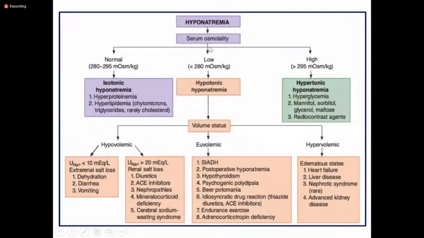So basically, the normal serum osmolality is between 280 to 295. So if a patient has hyponatremia but with a normal serum osmolality, then the patient is said to have isotonic hyponatremia. And the main causes of this are usually high protein or high lipid levels in the blood. And on the other hand, if you have low sodium concentration but with a high serum osmolality, then you think of anything that would increase your osmolality. So things like glucose, so patients with hyperglycemia, patients who received mannitol for one reason or the other, or patients who have been exposed to radio contrast agents.